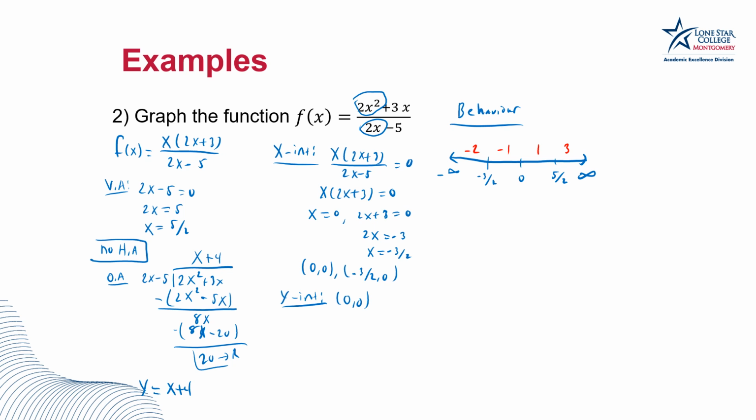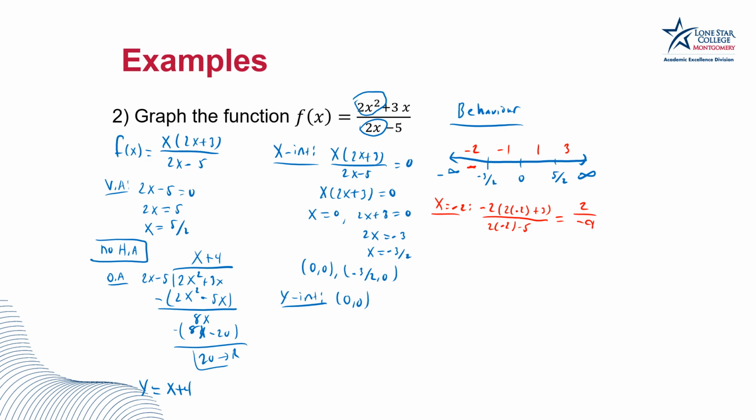So when x equals negative 2, we plug it into our factored form, which gets us negative 2 times (2 times negative 2 plus 3) divided by (2 times negative 2 minus 5). If we do that real quick, 2 times negative 2 is negative 4, plus 3 is negative 1, times negative 2 is a positive 2. But in the bottom we have 2 times negative 2 is negative 4, minus 5 is negative 9. So we know for sure it's going to be a negative right here.